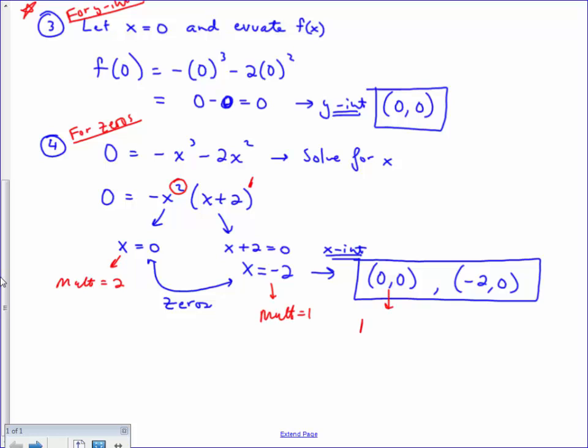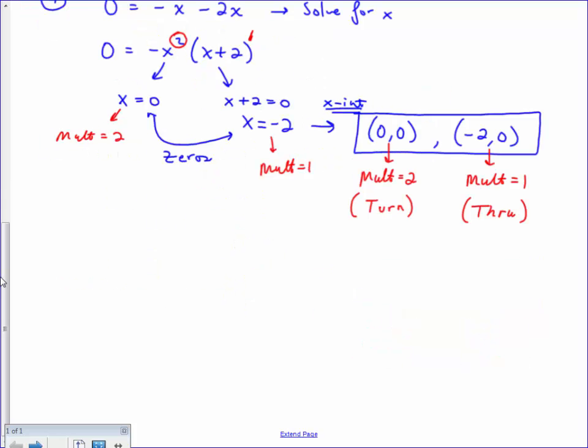What that means over here is because the 0, 0 point has multiplicity of 2, that means that our graph would turn around at that particular point. This one, having a multiplicity of 1, means that our graph would actually go straight through that point. And that's something important that we need to make a note of.